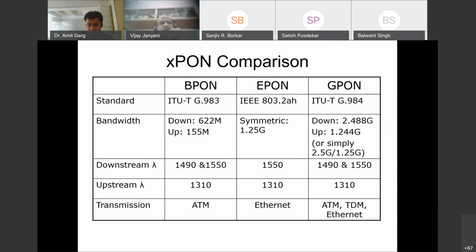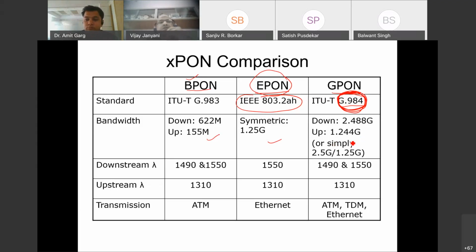So this is just a comparison of BPON, which I mentioned is now obsolete, EPON and GPON, which are still being used. The standard here is IEEE 802.3ah, whereas this is G.984. If you remember, in the morning lecture I told you that there is a standard G.984. Here the bandwidth and all that is also given.